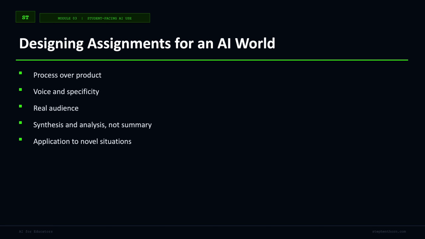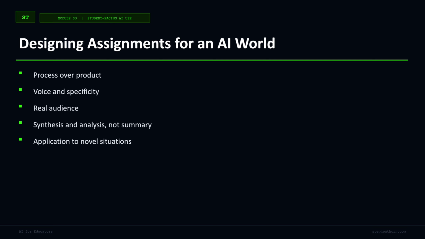If the final answer is the only thing collected, AI can often step into that gap. But if students also show how they got there, what changed in their thinking, what feedback they used, or what choices they made, the assignment becomes much harder to outsource and much more useful for learning. That does not have to mean a complicated system. It might simply mean requiring a draft, a short reflection, annotated notes, or a brief explanation of revisions.